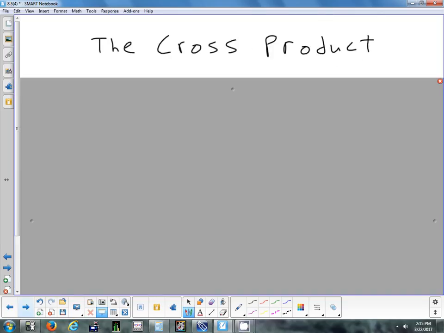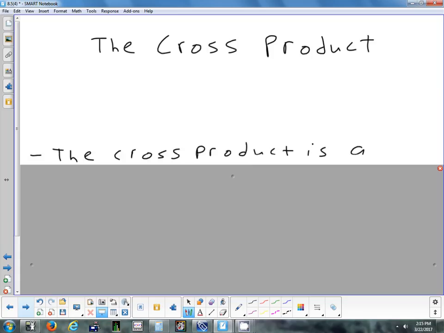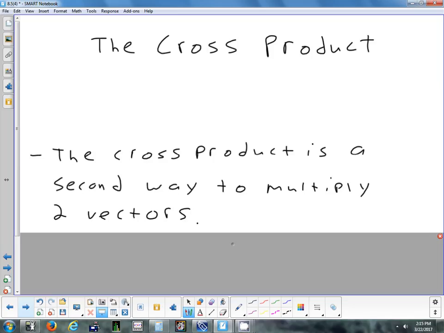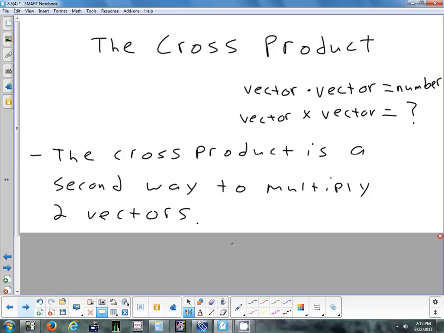Okay, so the last thing we're going to look at is something new. The cross product is a different way to multiply 2 vectors. We already have this way: vector dot vector equals a what? A number. I'm going to show you what vector cross vector is right now.